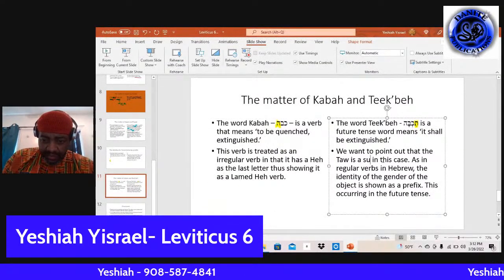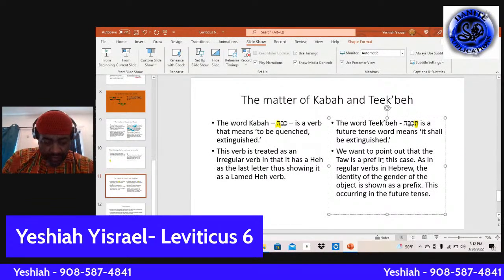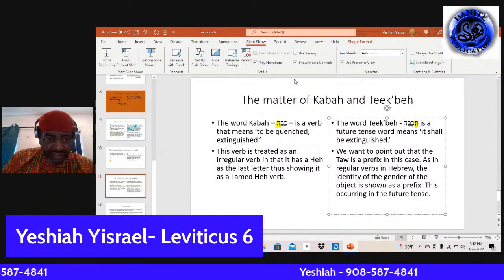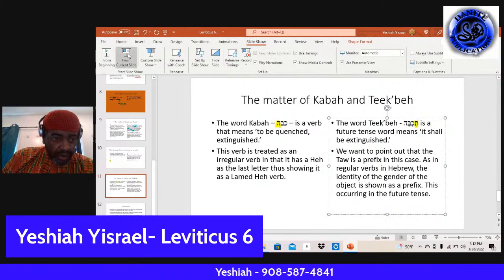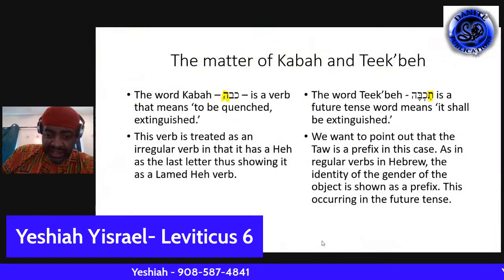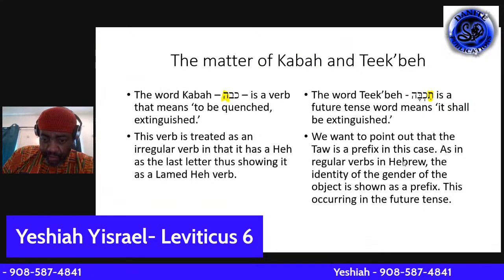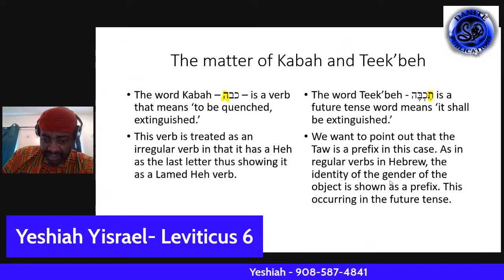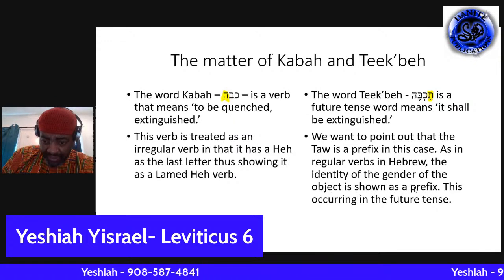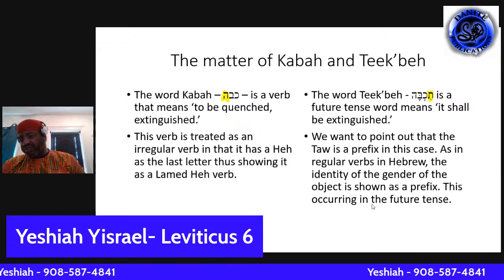It's not a suffix, brothers and sisters. It's a prefix. If I make a mistake, I don't mind checking myself. So be it. All right. So now it is a prefix in this case. As in regular verbs in Hebrew, the identity of the gender of the object is known as a prefix, occurring in the future tense.